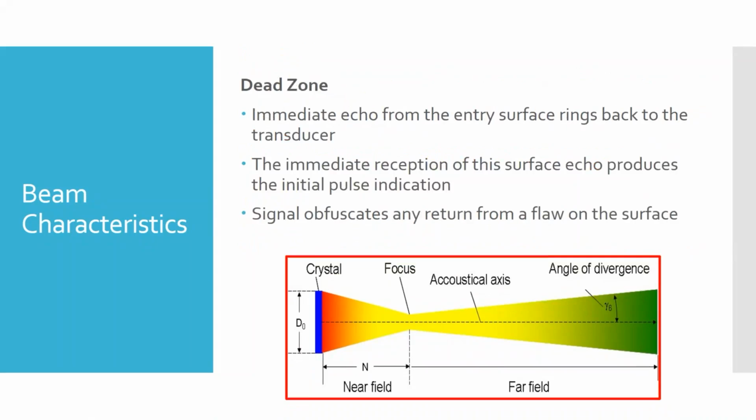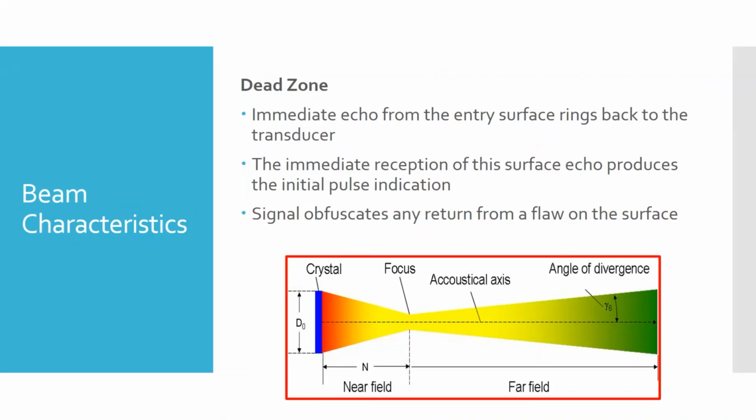So what that results in is we have a dead zone. The first part of it is that any echo off of the front face of a part goes right back into the transducer. That's going to interfere in that area, and that creates the initial pulse indication. So any return from a flaw on the surface or in the near field area is basically impossible to see.